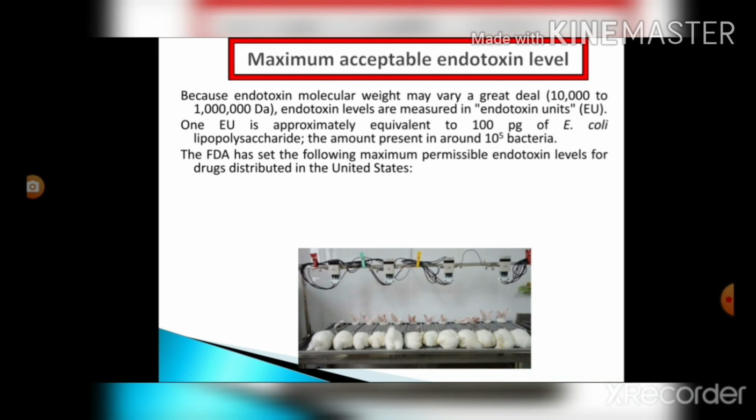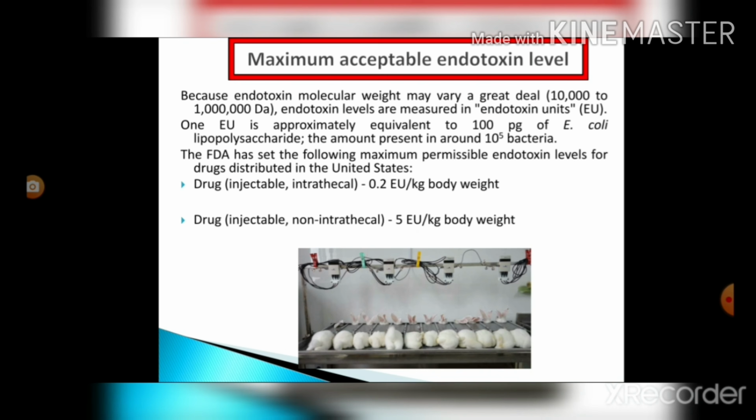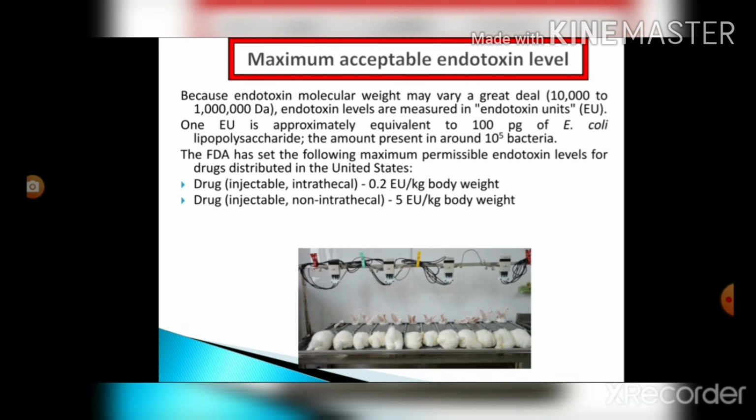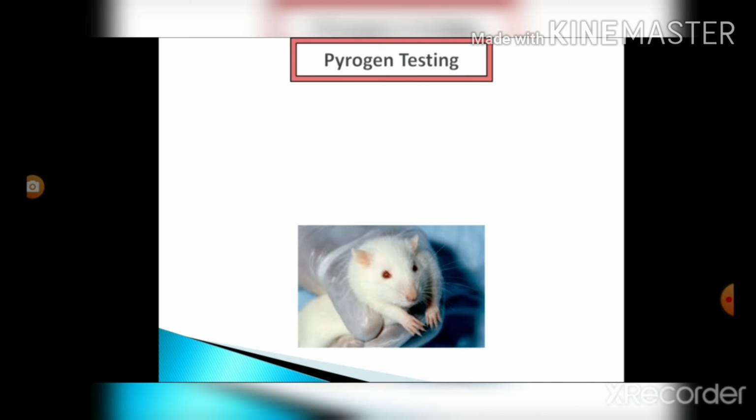The FDA, that is Food and Drug Administration, has set the following maximum permissible endotoxin levels for drugs distributed in the United States. First, injectable and intrathecal drugs, 0.2 EU per kg body weight. Second, injectable and non-intrathecal, is 5 EU per kg body weight. Third one, sterile water, that is 0.25 to 0.5 EU per ml, depending on intended use.